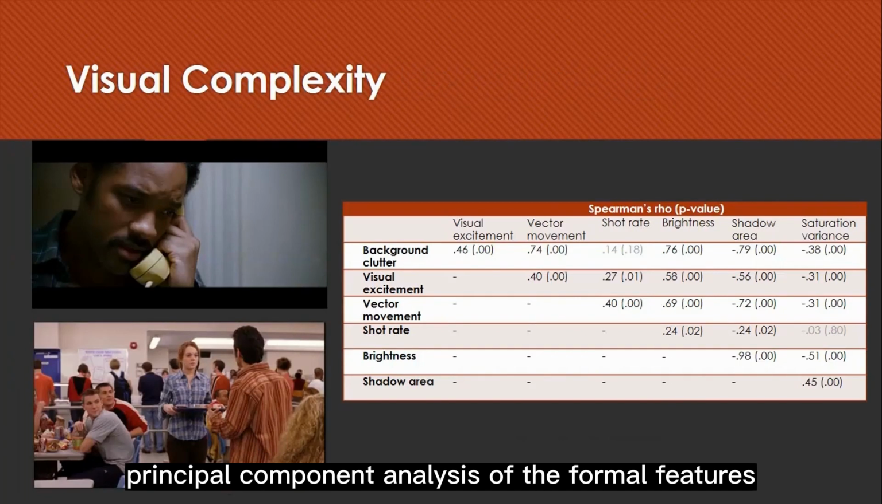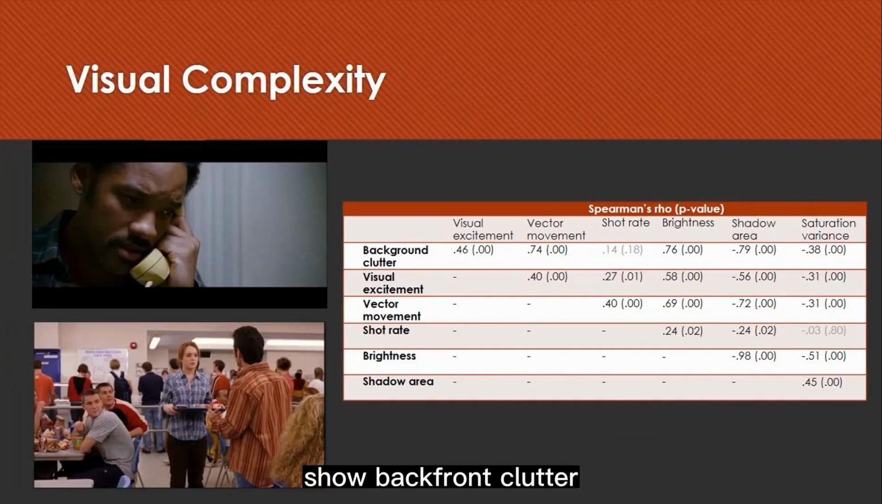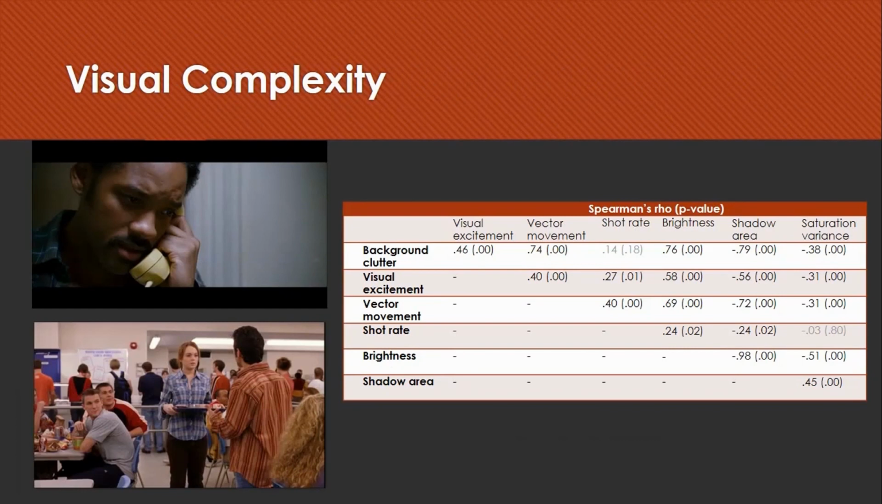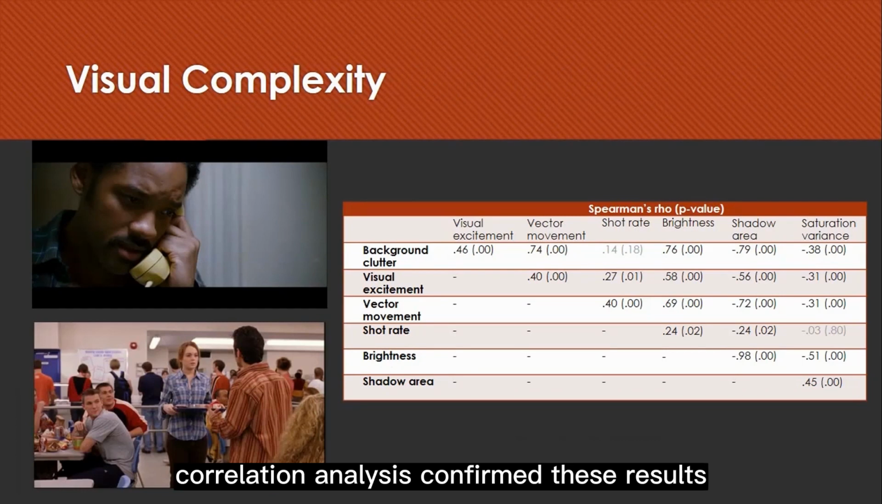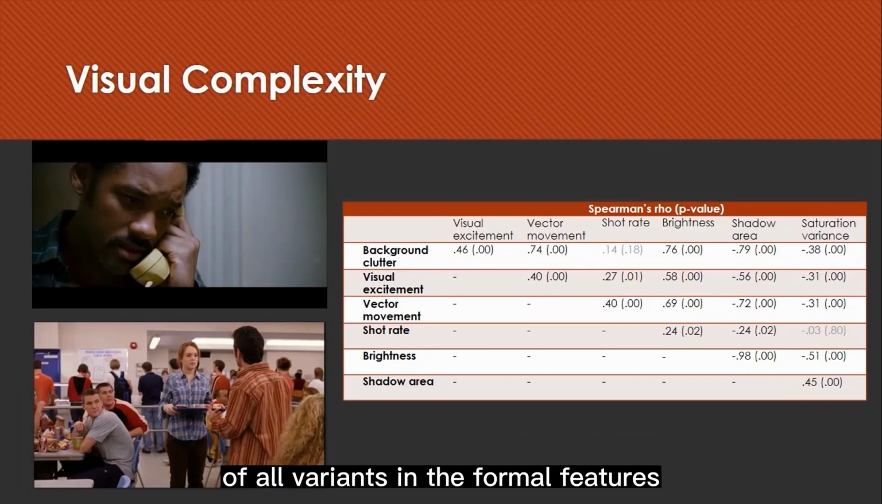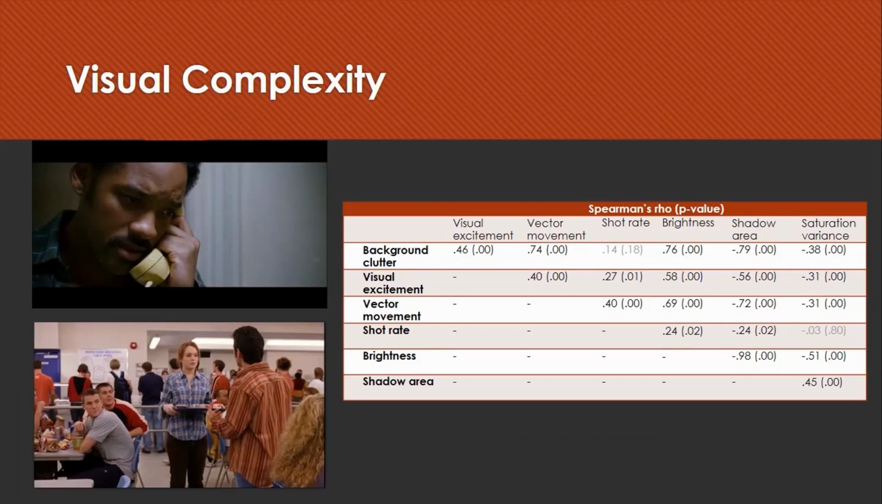Or, the other way around, it encourages the use of close-ups in faster-paced scenes. Principal component analysis of the formal features showed background clutter, motion, brightness, and saturation variance to be related, negatively so in the case of saturation variance. Correlation analysis confirmed these results and also indicated shot rate positively correlated with many of these variables. This component alone captured 33% of all variance in the formal features.